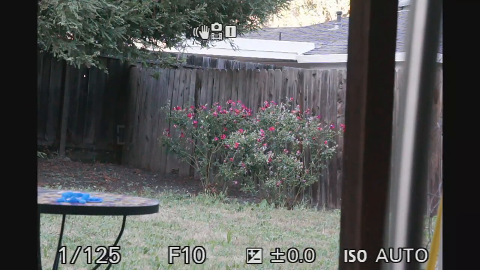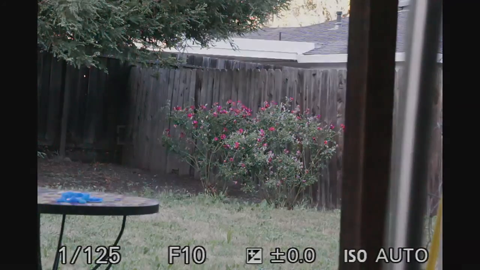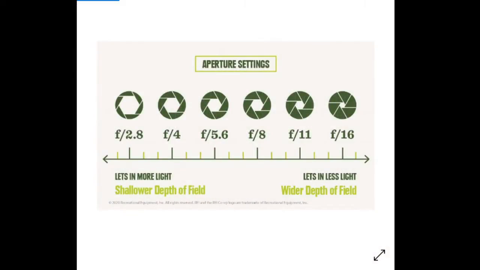Okay, so the important points to remember there is the smaller the number, the bigger your aperture, the more light that's coming in, and the shallower your depth of field. Okay? The bigger the number, the less light that's coming in, and the broader your depth of field. In other words, front to back. How much of the picture is going to be in focus? There's always going to be a focus spot, but it's a question of how much is in focus.